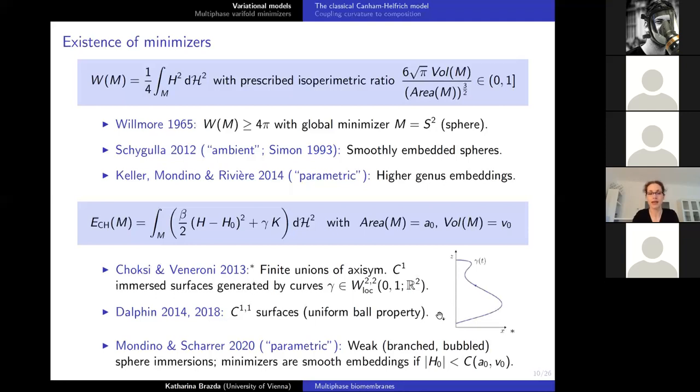And then just recently, Mondino and Scharrer proved existence by using the class of weak sphere immersions, where weak is the parametric approach by Rivière, and weak means that we have Lipschitz immersions with boundedness on the second fundamental form. Their solutions can be branched and bubbled, but they showed that if the spontaneous curvature is small enough, smaller than a constant in terms of prescribed area and volume, then the minimizers are smooth embeddings. But this is a very, very recent result.